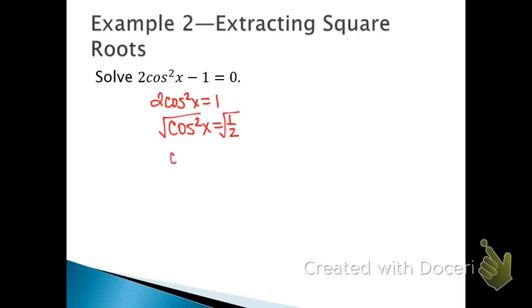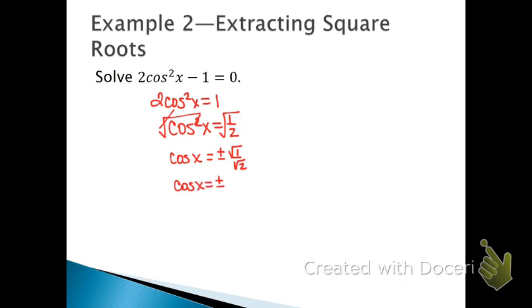Yes. So we got cosine of x, because the square and the square root cancel, equals the square root of 1 over 2. Plus or minus. Good. Plus or minus. And then remember, the square root of 1/2 is the same as the square root of 1 over the square root of 2, isn't it? So cosine of x is equal to plus or minus.